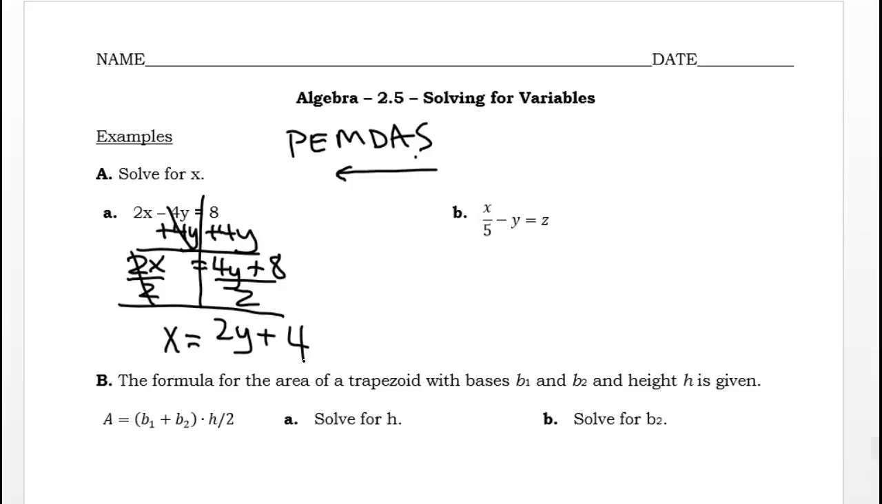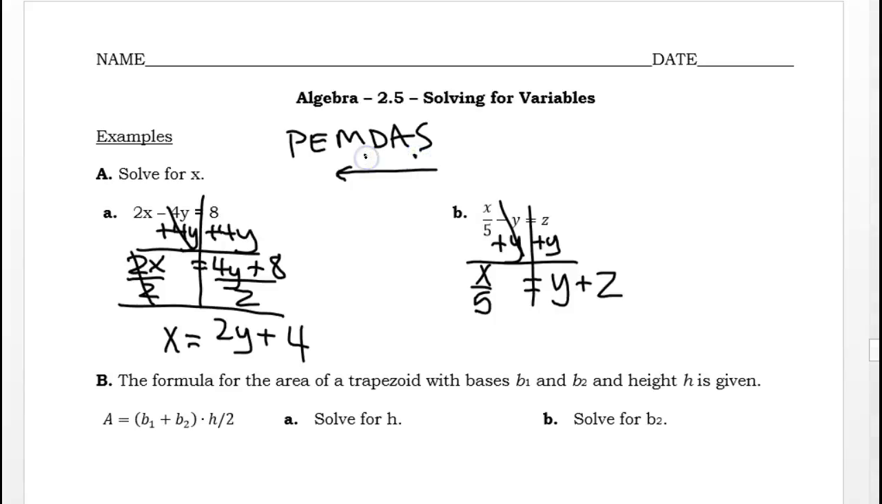Letter B says x over 5 minus y equals z, and our goal is to solve for x. So we're again going to undo any addition and subtractions to get all the other terms away from the x term, and then we'll use multiply divide to isolate the variable. So we're going to get rid of the minus y by doing a plus y. X over 5 remains. Minus y and plus y make 0, so they are gone. Z plus y, we're going to write alphabetically. Y plus z, they are separate terms. They stay separate.